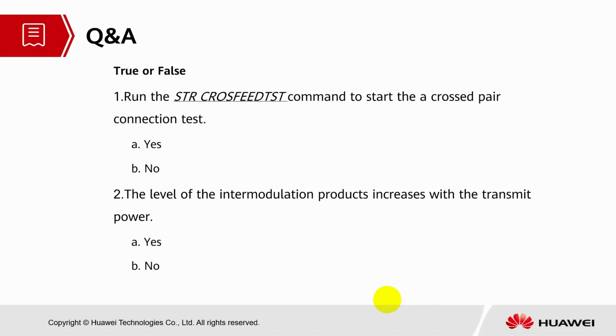Q&A session. Run the start crossfeed test command to start the cross-pair connection test. Yes or no? Yes, this statement is correct. The level of the intermodulation product increases with the transmit power. Yes or no? Yes, this statement is also correct.